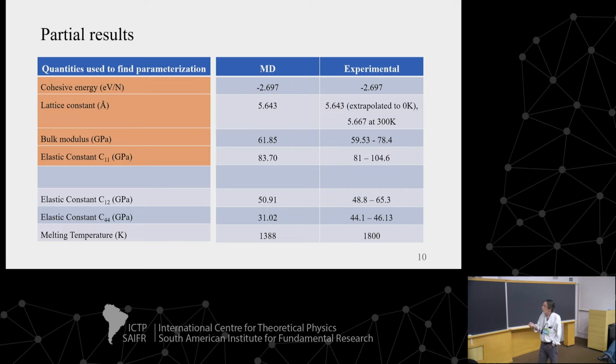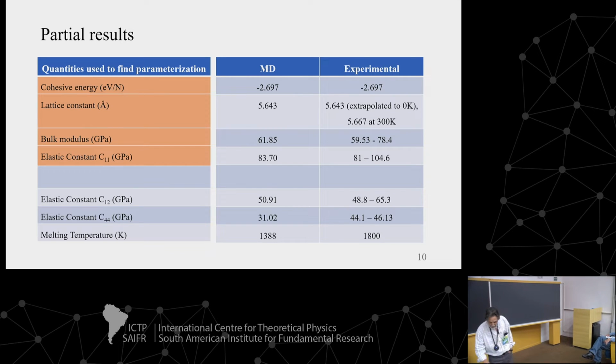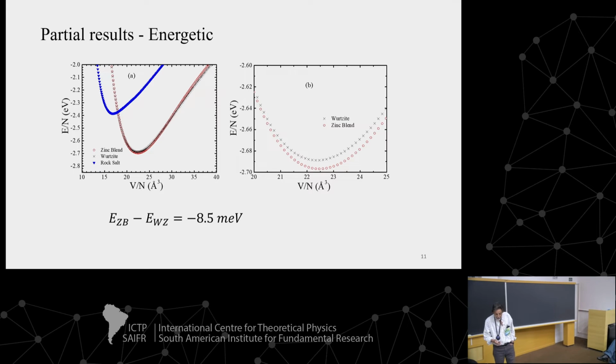To find the parameters of my potential, I use these quantities: cohesive energy, elastic constants, and bulk modulus. And these are the results reproduced using these values as a guide. Extra quantities, which were not used in the parameterization, are shown here: C12, C44, and the melting temperature of the system. The energetics of the system shows that the zinc blende structure is more stable than wurtzite by some millielectron volts, and under pressure we can show that the system has a structural phase transformation induced by pressure, right?